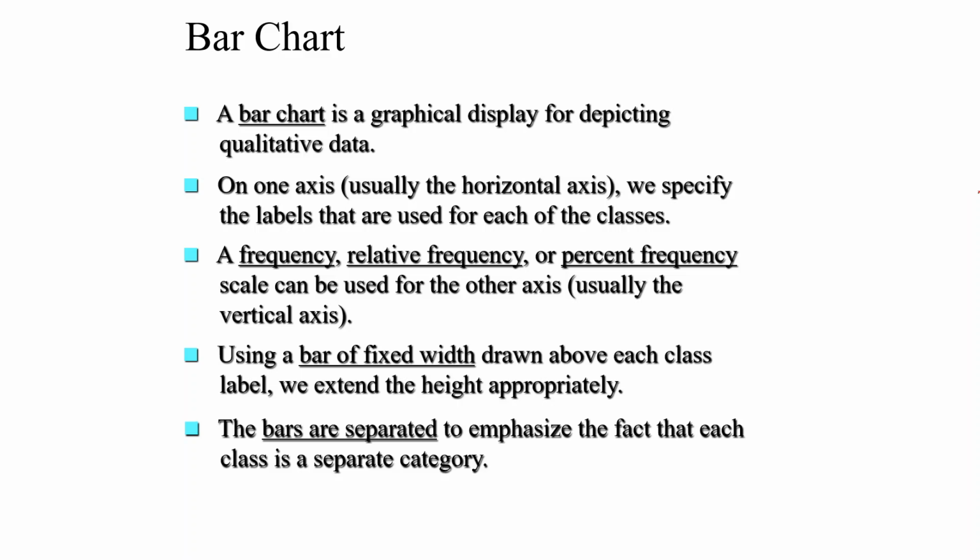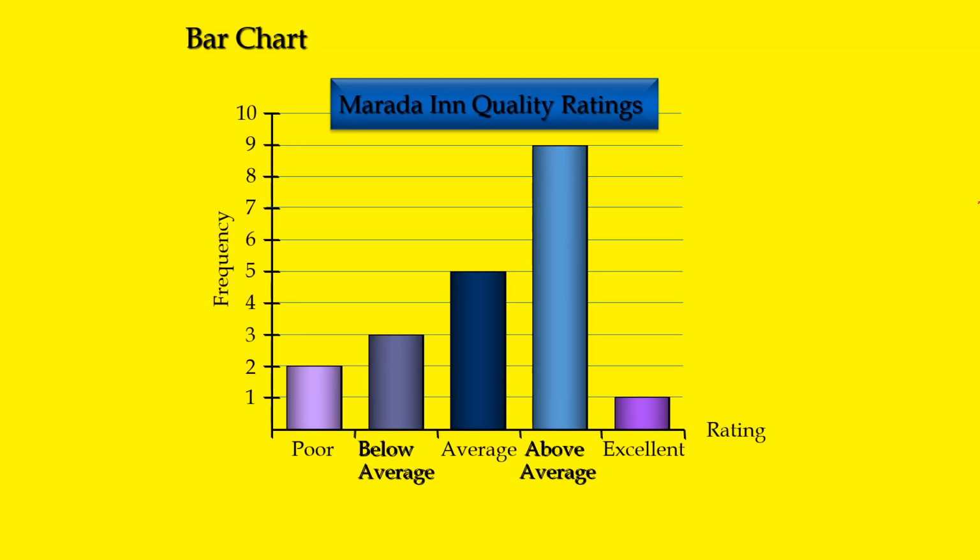Okay, so let's look at the Miranda example. Remember, in the last video two weeks ago, we looked at the example called Miranda Inn. They interviewed 20 guests and asked them to rate the quality of the hotel. We developed the histogram last time, and based on that histogram, we can generate this bar chart.